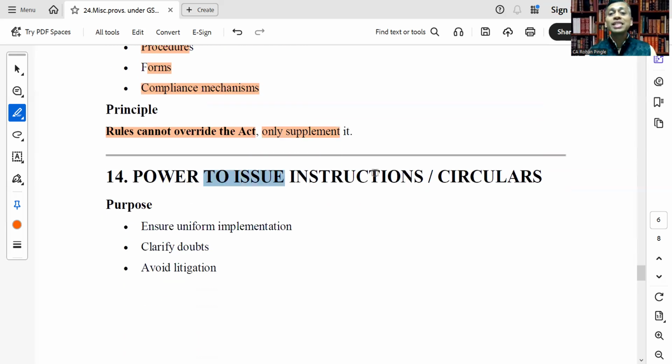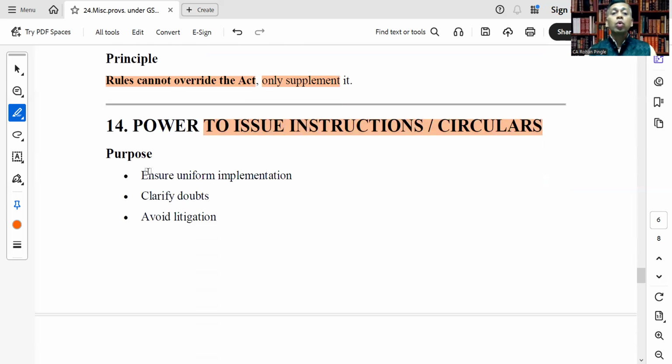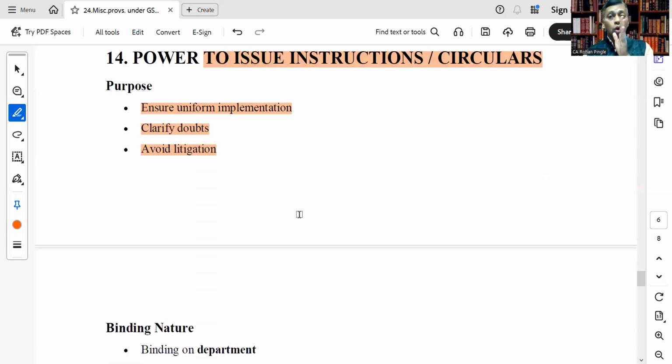Power to issue instructions or circulars. What is the purpose behind that? To ensure uniform implementation, clarify doubts, and avoid litigation. So instructions and circulars are issued for what? To ensure uniform implementation, clarity of doubts, and to avoid future litigations.